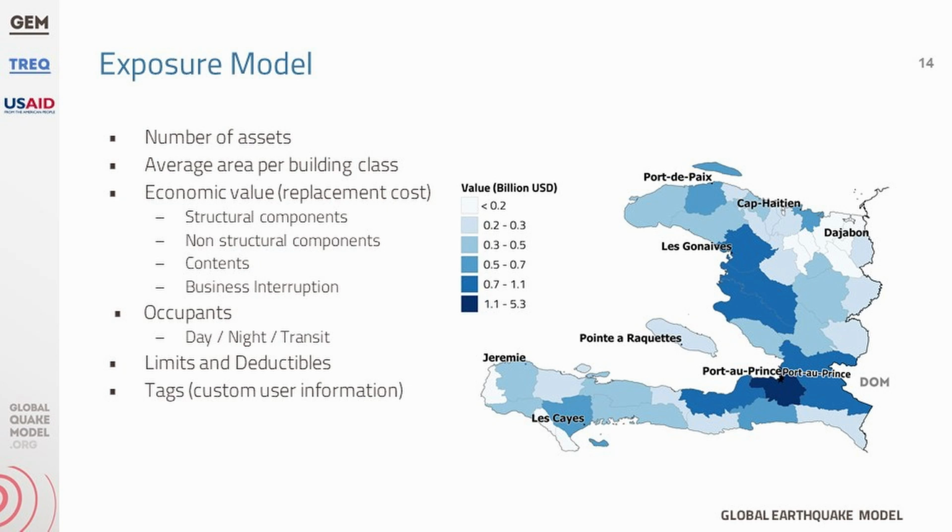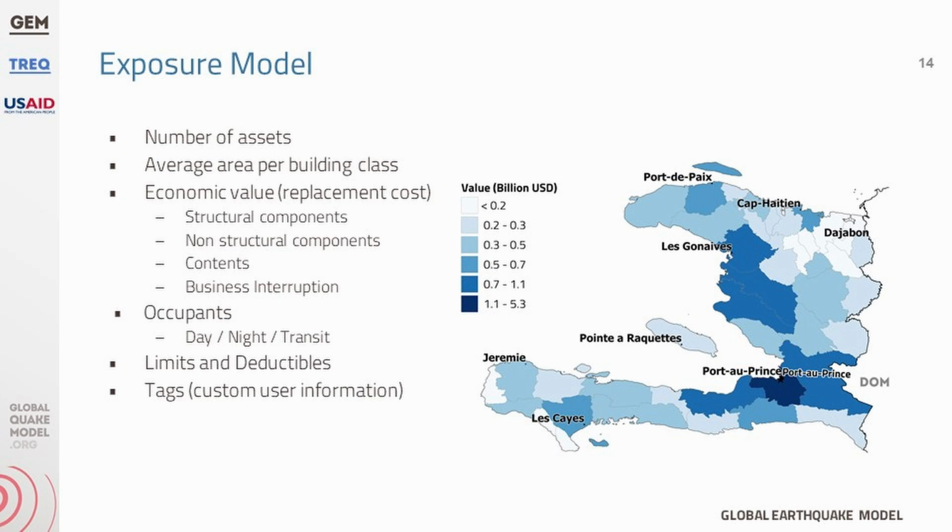Regardless of the scale of the model, OpenQuake allows users to perform risk analysis with exposure models at any scale, as long as the model has the minimum required attributes. In addition to the number of elements in the exposure model, the modeler can consider replacement costs by differentiating the value of their components. For example, structural components, non-structural components, contents, and loss due to business interruption.